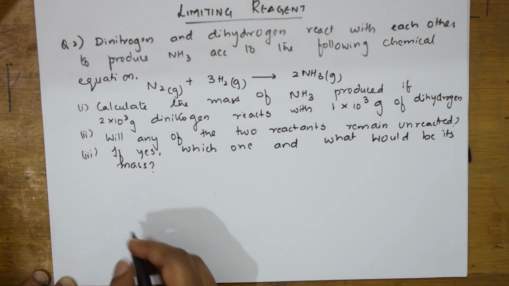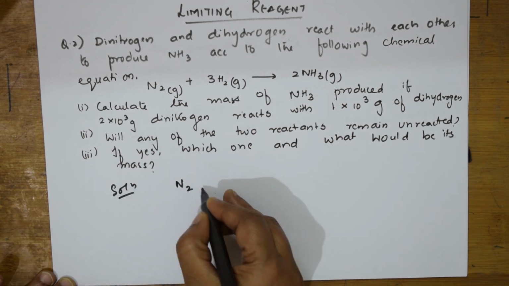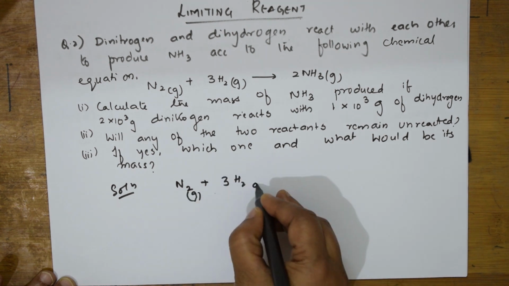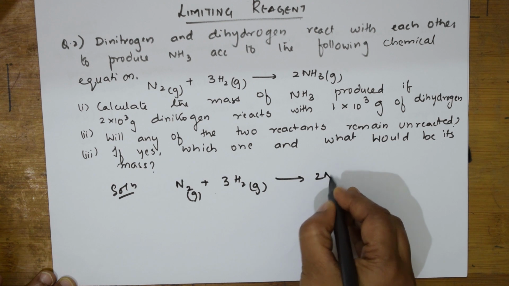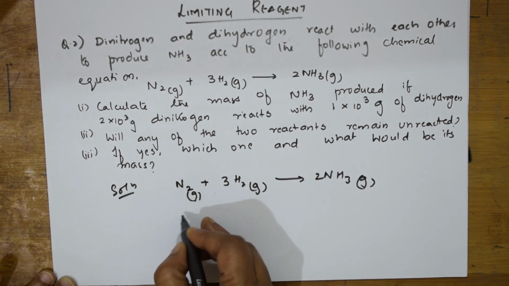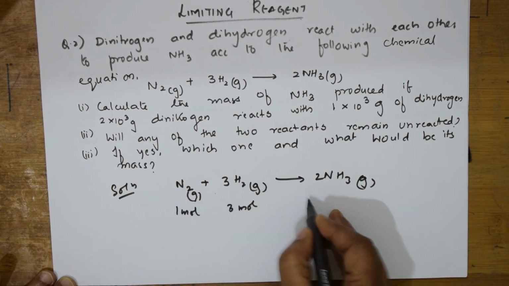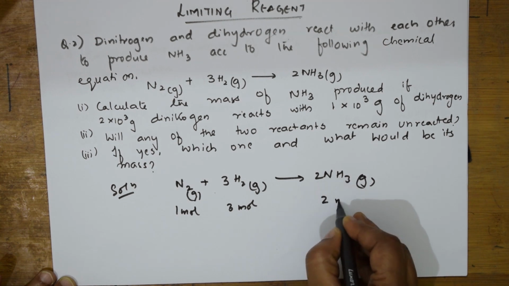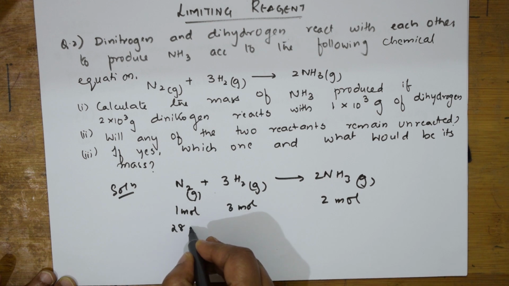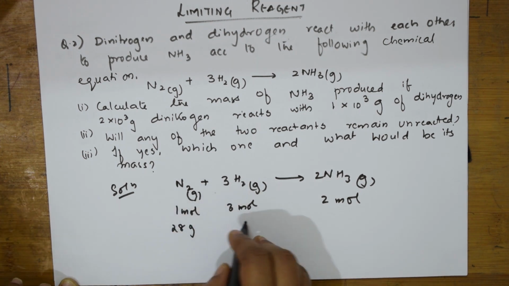Let's start. When I have to solve this question, first of all try to write the equation which is given. N2 in gaseous state plus 3H2 in gaseous state gives 2NH3 in gaseous state. So nitrogen is 1 mole. Hydrogen, how many? According to the balanced equation, 3 moles. Then here, 2 moles. So 1 mole of nitrogen is how much? 28 grams. Nitrogen mass is 14, for 2 nitrogens 28 grams.